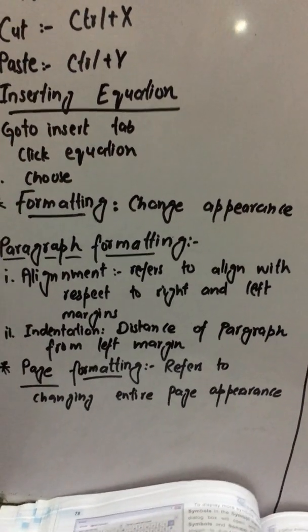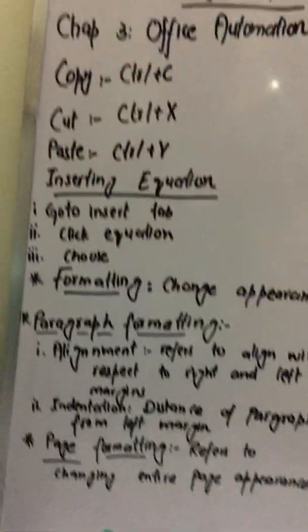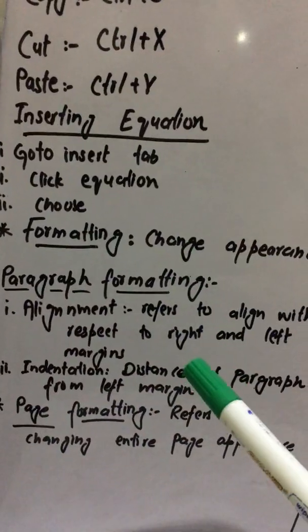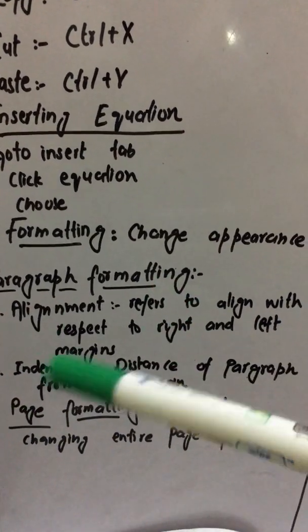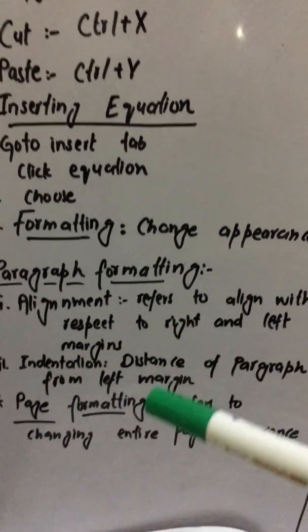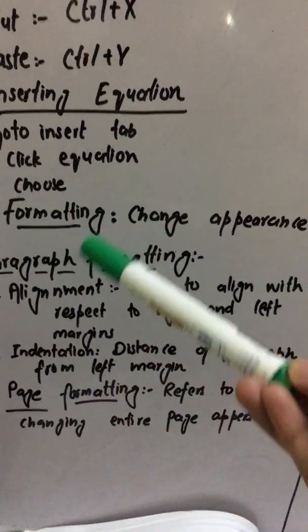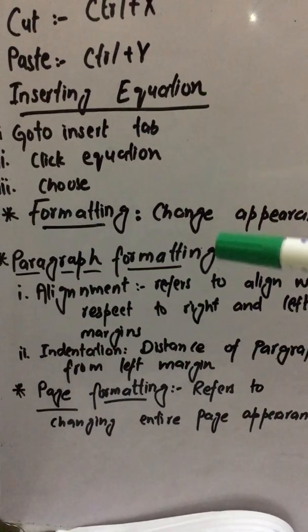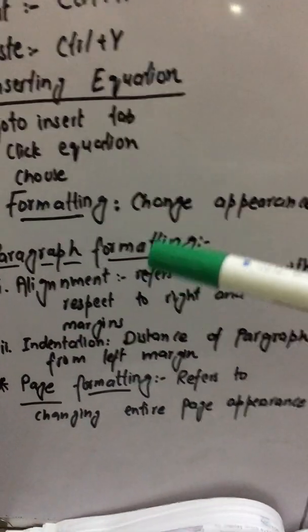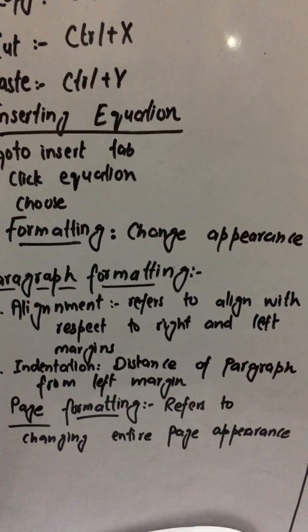You need to format the text. There is a difference between editing and formatting. Remember, editing means to add something or to delete something from your document. To modify your document is actually editing. But changing the appearance means changing the margins of the page, changing the color of the text, changing the font type and font style. All these things are included in formatting.